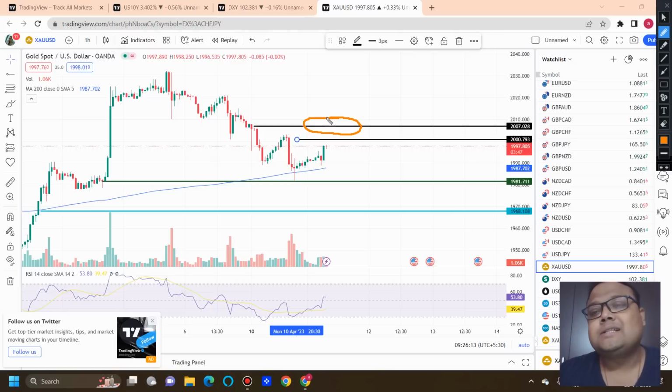2007 is a better resistance in comparison to the 2001 or 2000 level, because right now we can see that the market has got some bias in it. Whenever you have got bias in it, there is a possibility that it may break the resistance. Try to understand my point here.